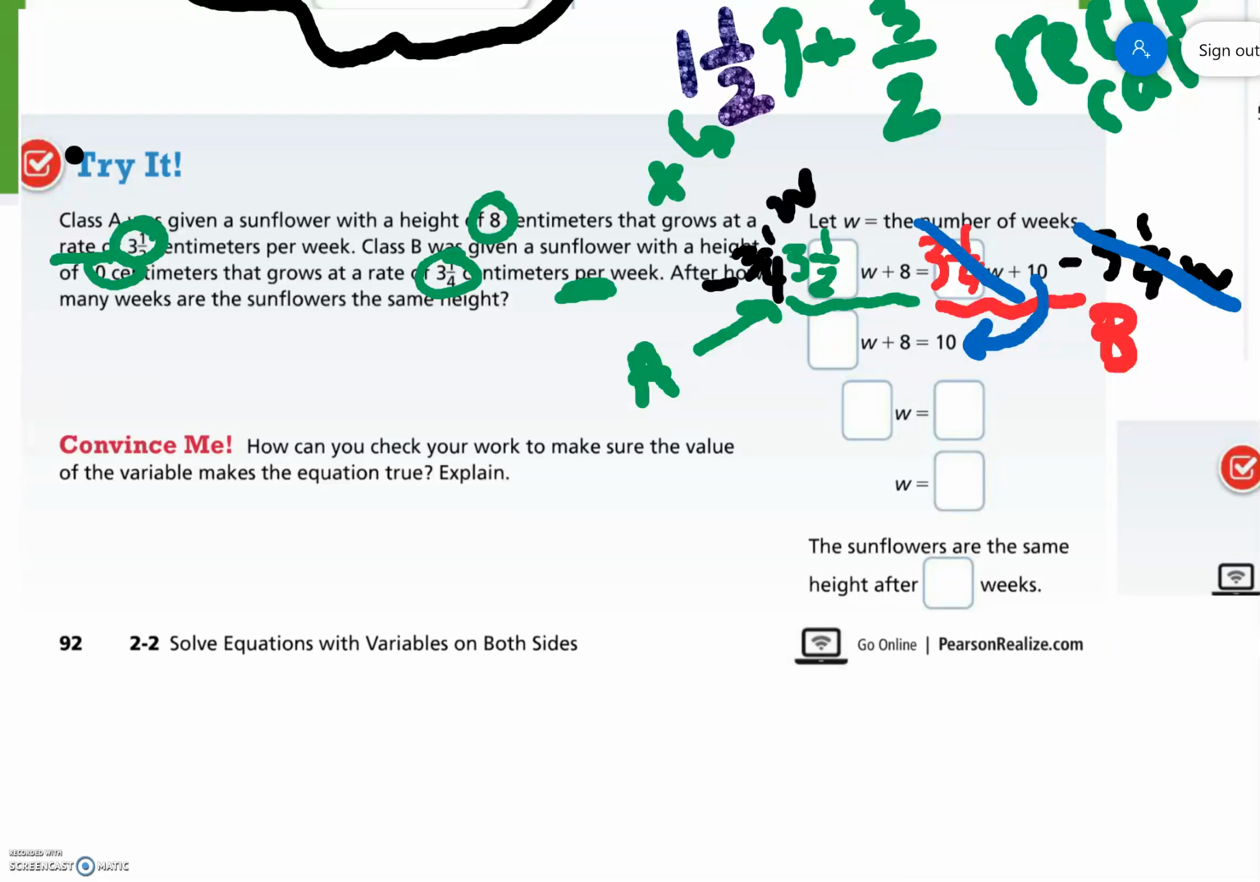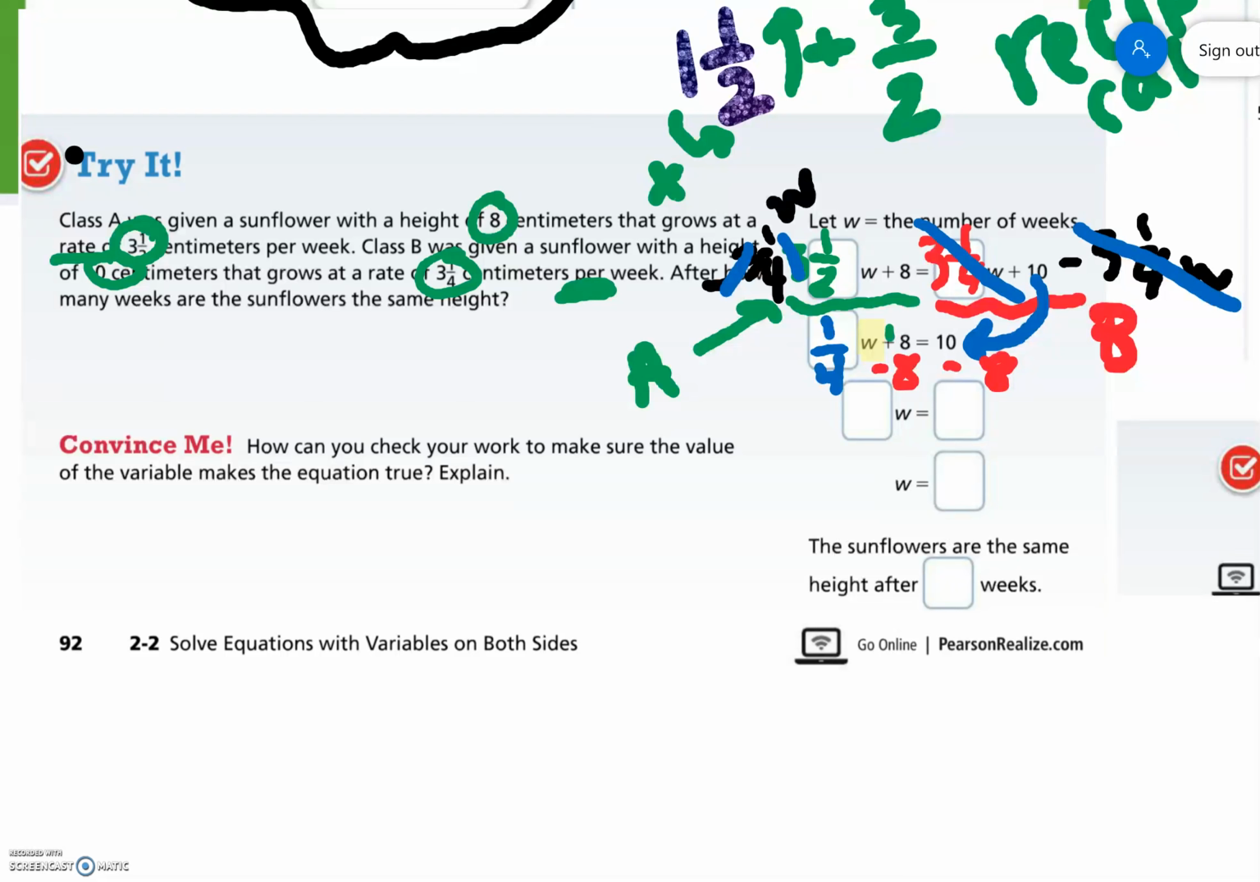And 3.5 minus 3.25, well, the 3's cancel. 1/2 minus 1/4 is just 1/4. So 1/4 W plus 8 equals 10. Now still trying to get W by itself. What are we going to get rid of first, the 1/4 or the 8? The 8. So we're going to subtract 8 from both sides.